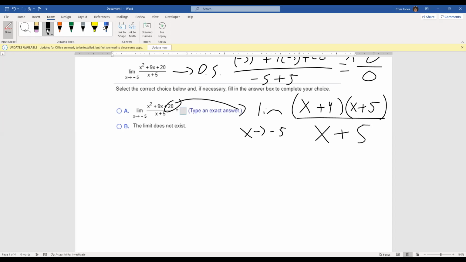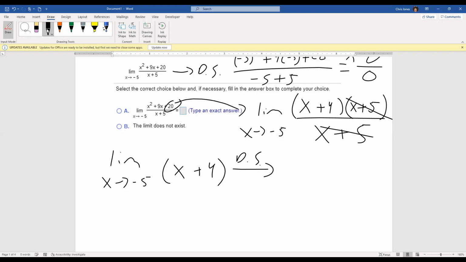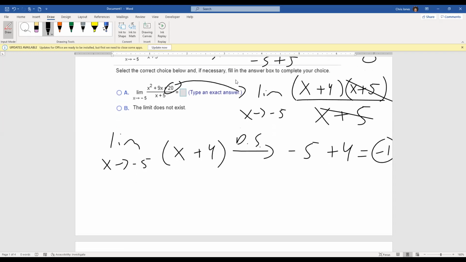Just like we saw in the previous example, now we can cancel out common factors, just like you did in pre-calculus. And now we have the limit as x approaches negative 5 of x plus 4. We're going to now use direct substitution. Negative 5 plus 4 is indeed negative 1. If you don't believe your answers, well, first of all, you're going to use MyMathLab, and MyMathLab's there to tell you right or wrong. But what about in real life? How do you check?